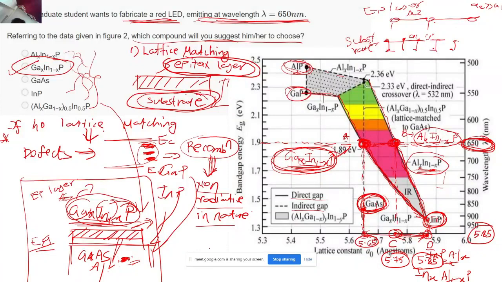So that's why I told him that point number A is more suitable as compared to point number B, because you will get a more efficient LED out of it. Was this concept clear, Kyle, or are there any more doubts?